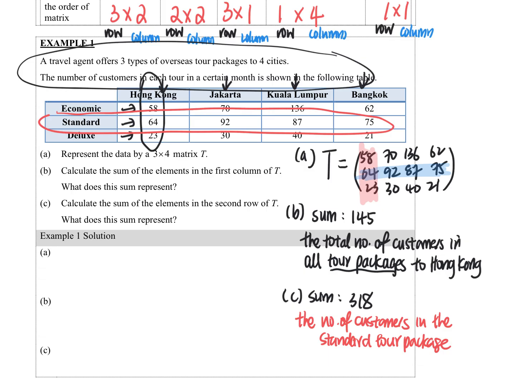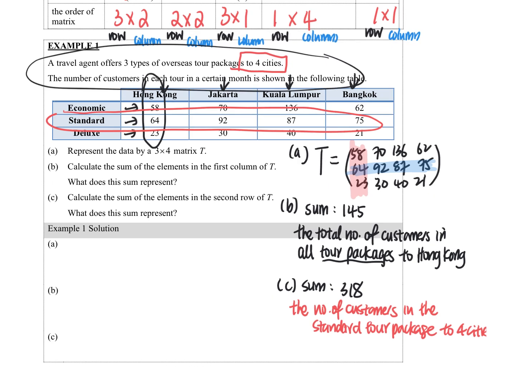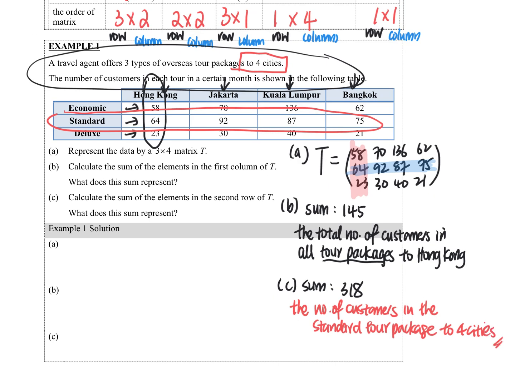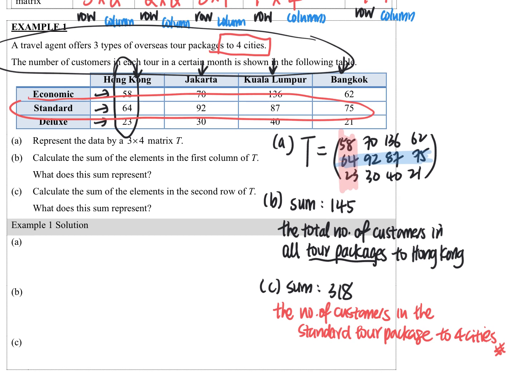Then you look for the word to all 4 cities. So use the words that are given in the question, paraphrase and make sense out of it. Okay, so they will ask you what a specific entry represents and then they will ask you to explain in your own words.